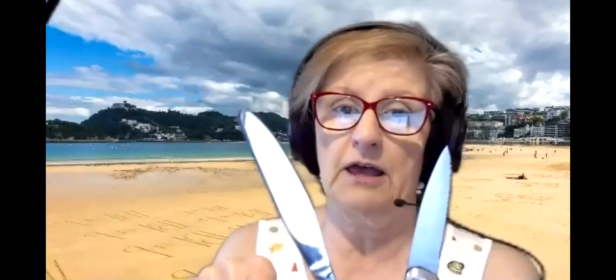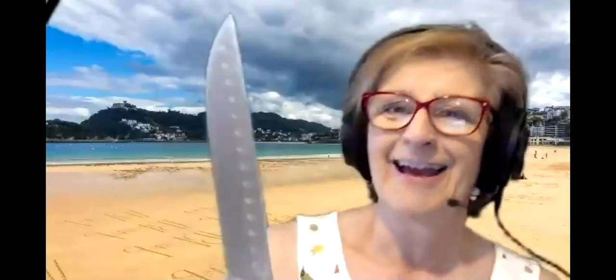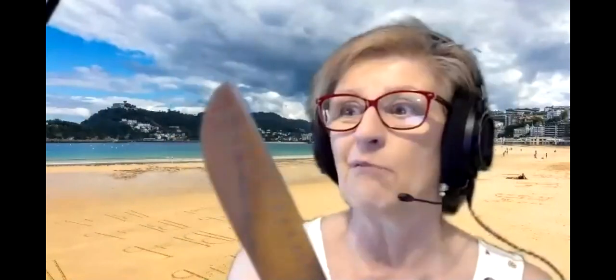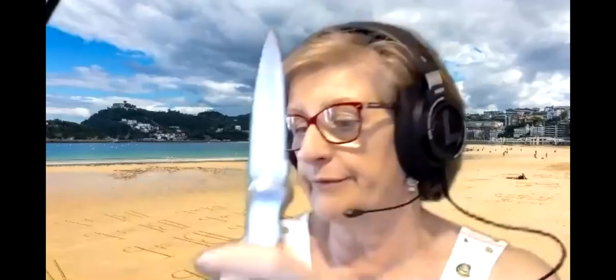Son cuchillos. ¿Cómo se dice cuchillos en inglés? Knives. Cuchillos. Son cuchillos pequeños. Este es un poco más grande. Es un cuchillo grandísimo. Son de metal, ¿verdad?